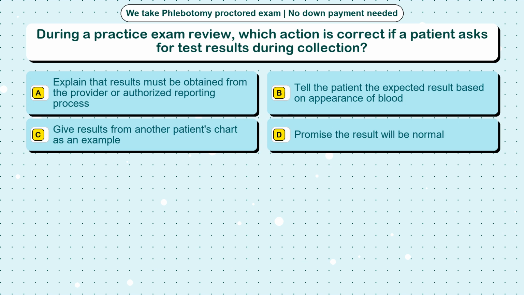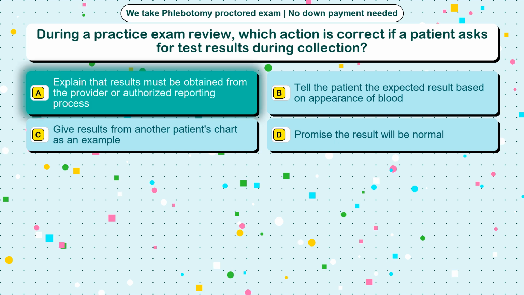Question 43. During a practice exam review, which action is correct if a patient asks for test results during collection? Option A, explain that results must be obtained from the provider or authorized reporting process. Option B, tell the patient the expected result based on appearance of blood. Option C, give results from another patient's chart as an example. Option D, promise the result will be normal.